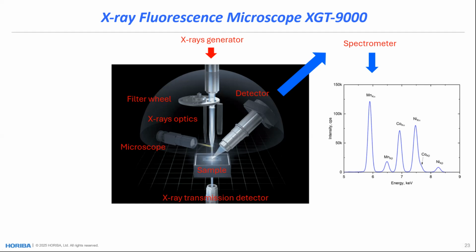Besides that, the X-ray can penetrate through the sample, and we have an X-ray transmission detector. This is a unique feature of our instrument. No one else on the market can offer you an X-ray transmission image. The XRF signal detected by the detectors goes to the spectrometer, and you can see the spectrum. Here is an example spectrum of NMC, and you can see how well resolved the lines are because we have a very sensitive, high-resolution silicon drift detector.